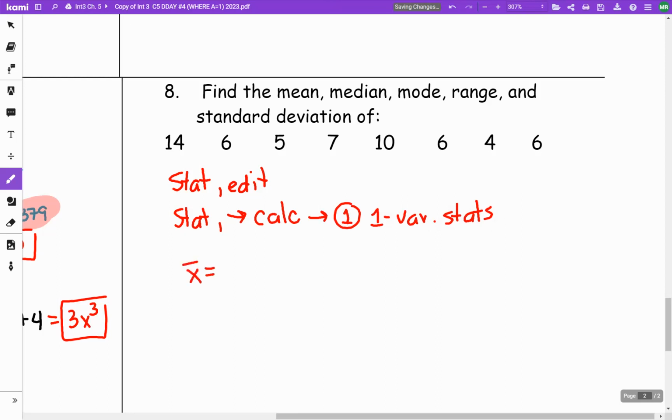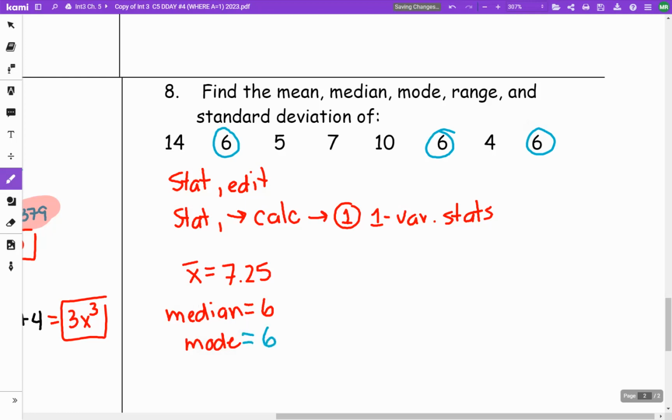Your mean is your X bar. And so when I do this, my mean is a 7.25. My median, if I arrow down, is going to be under my Q1, and it's going to be 6. It's not going to give me the mode. The mode is going to be the number or numbers that occur the most. So if I'm looking at this, I see that I got a 6, 1, 2, 3 times. That's the only thing that's even duplicated. So my mode is going to equal 6.